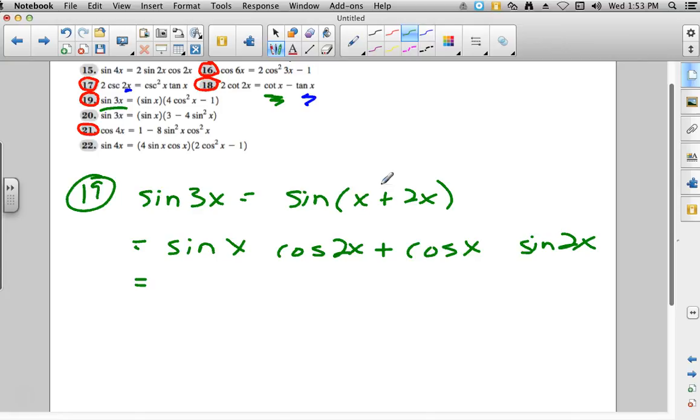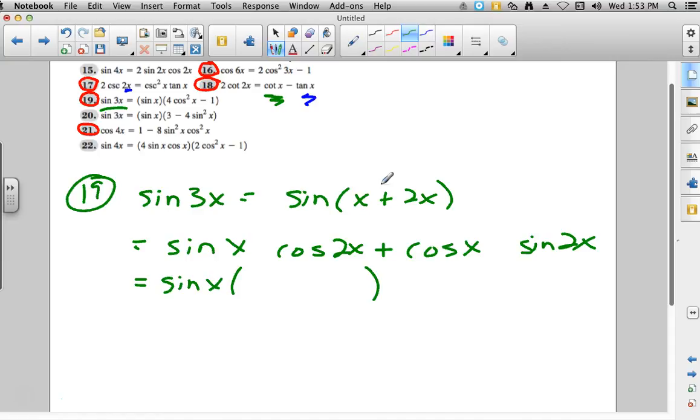Now, I notice that we really have sine of x and sine of 2x going here, and that's not going to be good, so I need to figure out a way to get those two to be the same. And I have cosine of x and cosine of 2x, and that's not going to be good. So that's what my double angle formulas are for.